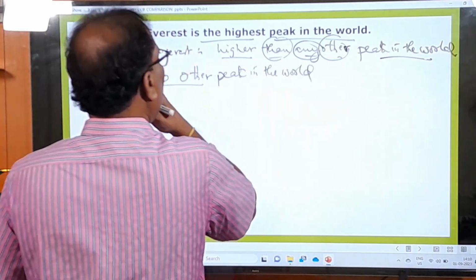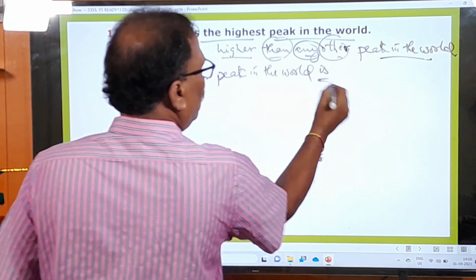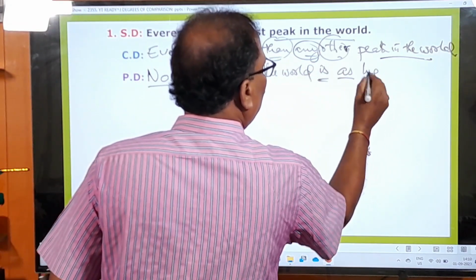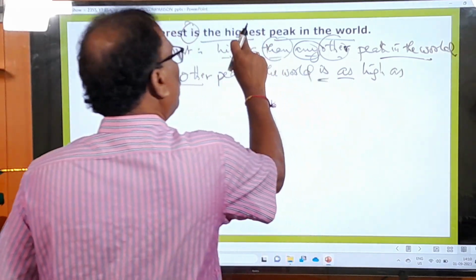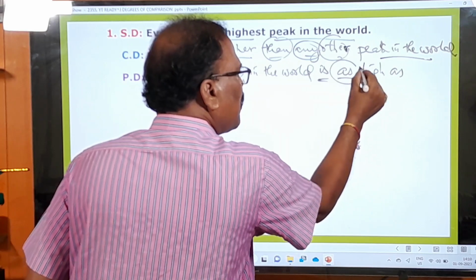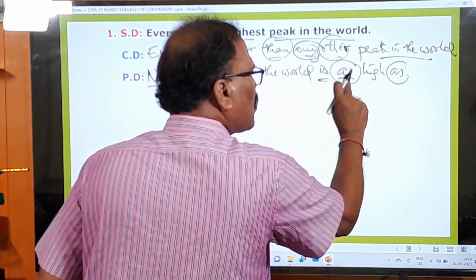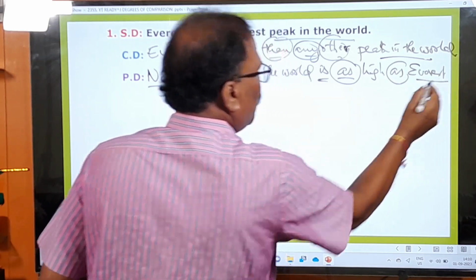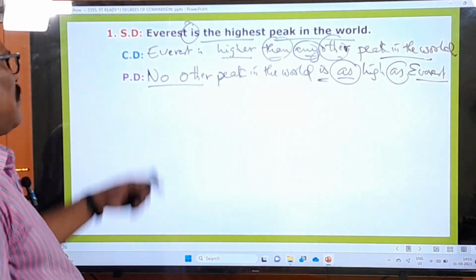Now what is the helping verb used here? Is. The same you have to use here. Then use the positive word, as high. So superlative adjective, comparative adjective, positive adjective. This positive adjective should always be put between "as" and "as", or "so" and "as". And next, this Everest should be taken to the back position. So the meaning you know very well.